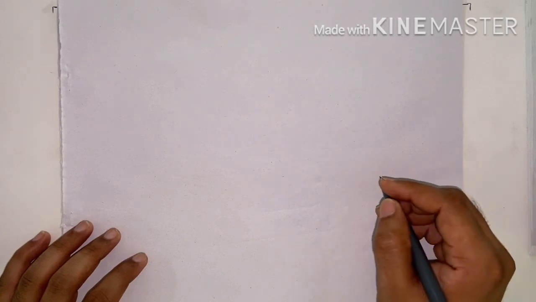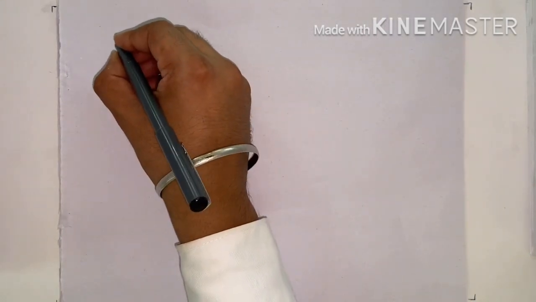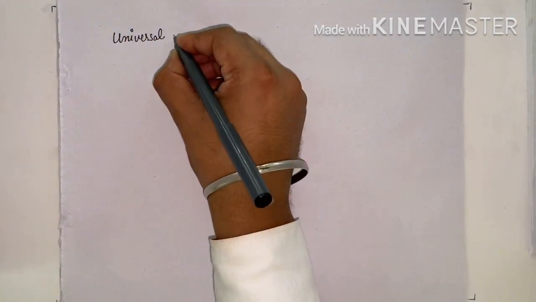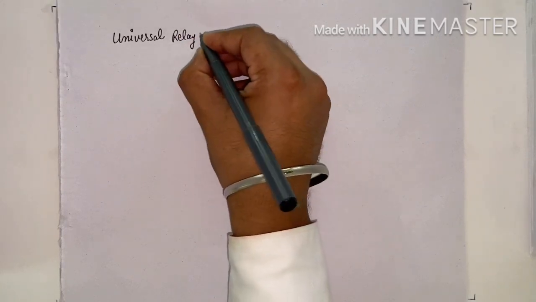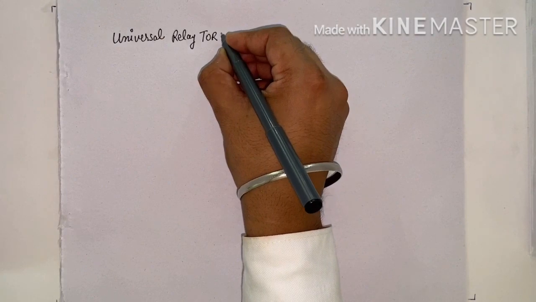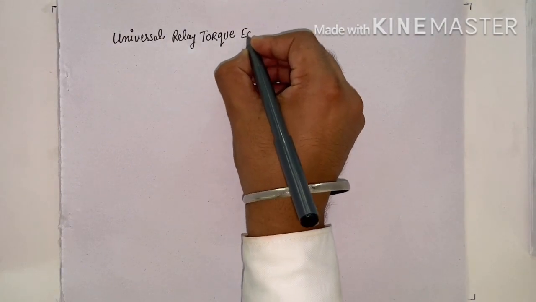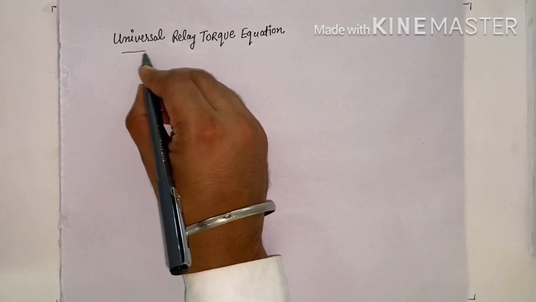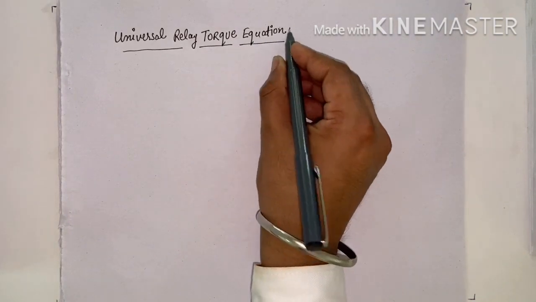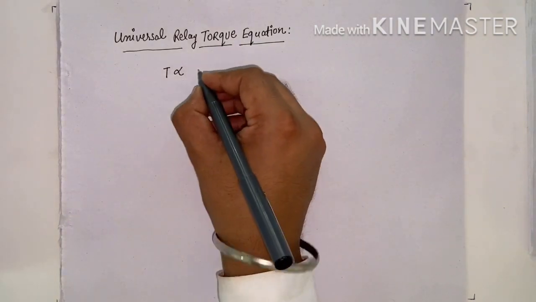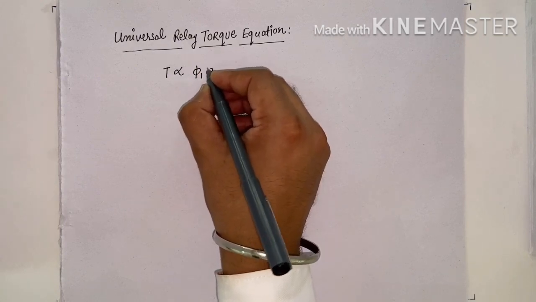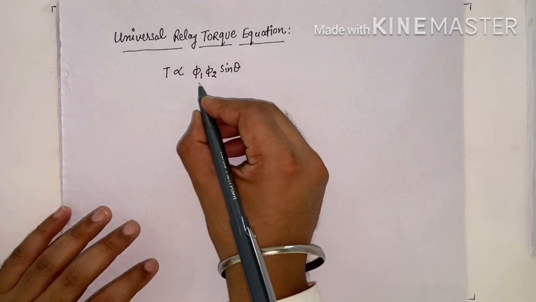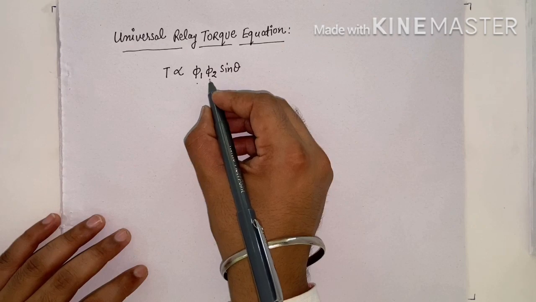Today I am going to discuss the universal relay torque equation. Now we will know that torque is directly proportional to the flux phi 1 phi 2 sin theta. Here phi 1 and phi 2 are the fluxes that are produced in the coils.